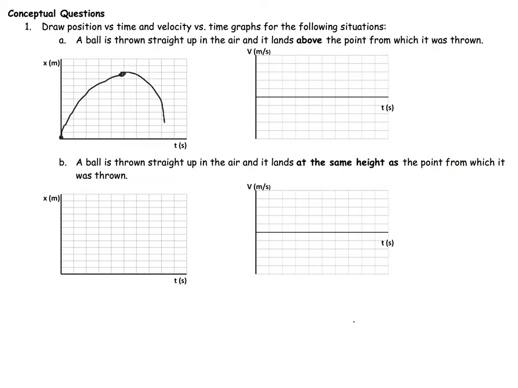For the velocity graph, we can either base it off of the position graph we just drew, or we can just think about our situation in general. We're starting up here with a positive velocity, and initially we're slowing down because we have a negative acceleration. So I'm going to draw a downward sloping line going to 0, which corresponds to this point here. Those 2 points are the same.